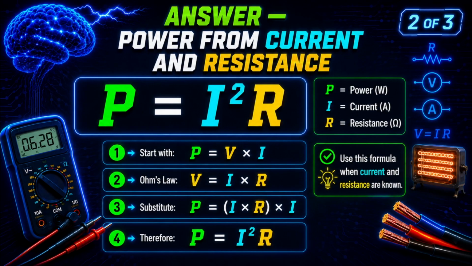The answer is P equals I squared R. We get this from 2 formulas. First, P equals V times I. And from Ohm's law, V equals I times R. So if we substitute IR in place of V, we get P equals I times R times I. So finally, P equals I squared R. We use this formula when current and resistance are known.